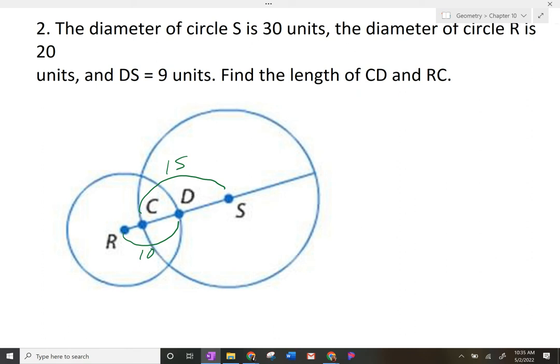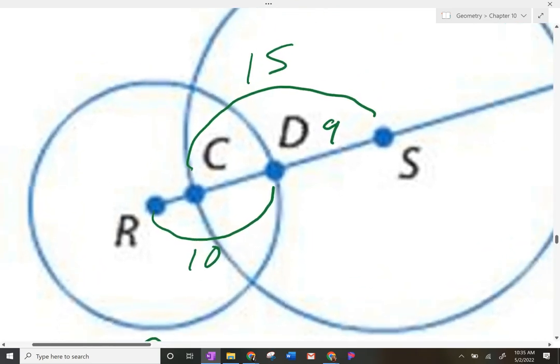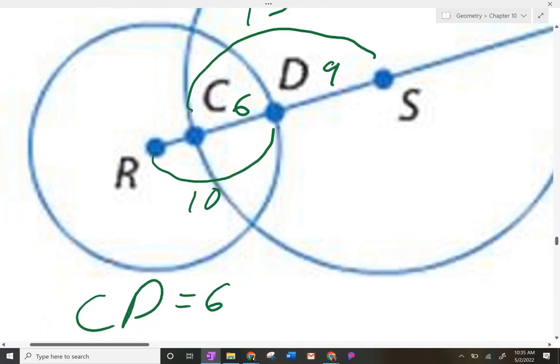Okay. Now it's saying that DS is 9 units long. So this spot right here is 9 units long. The things it wants me to find are going to be CD and then RC. So let's look real close. I'm going to zoom in on that part. I've got this total length of 15. This one's 9. How can I figure out the distance between C and D? Just subtract it. So I'm going to take 15 minus 9. What do you get? 6. So the length of CD is going to be 6.